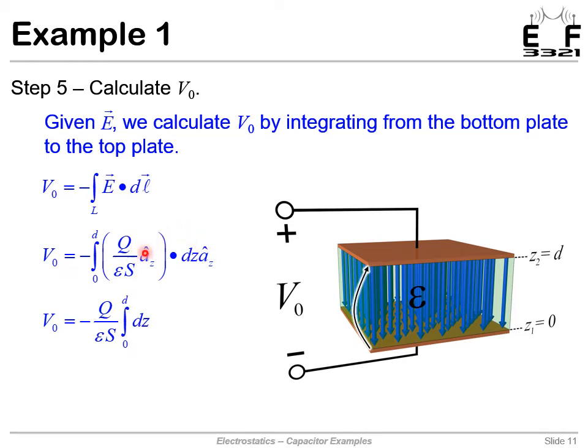The dot product between the two, they're both in the Z direction, so the AZs disappear. We just end up with this term, Q over epsilon S times dz. However, the Q over epsilon S are all constants and can also come to the outside of the integral. So we bring them outside, and now we just have an integral from 0 to D. So this whole integral here will just be D. And now we have the potential difference between the plates.